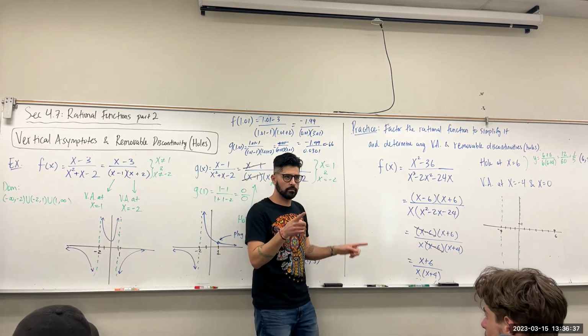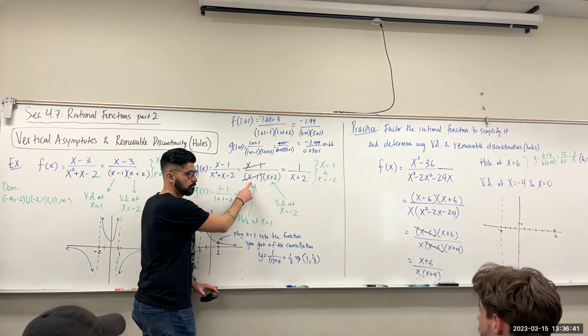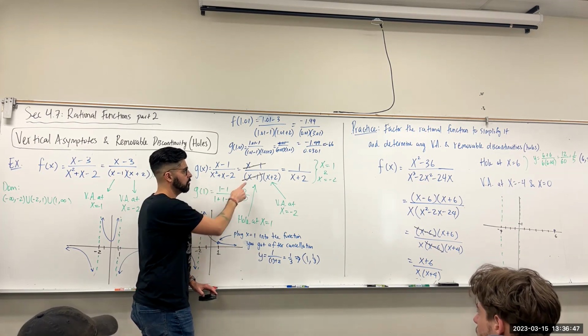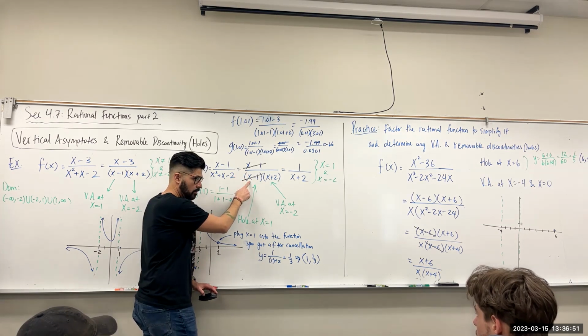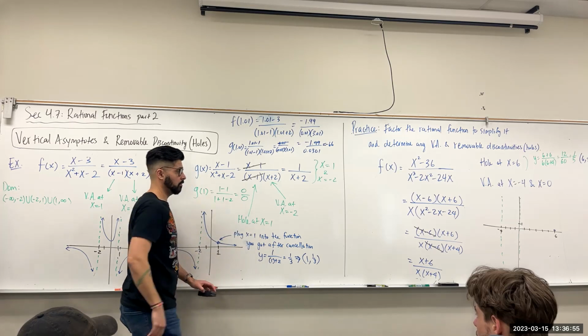Someone else had a question? Reggie: So if it cancels out, you don't get a vertical asymptote. Correct. But if it doesn't cancel, you have a vertical asymptote. If it cancels out, you have a hole.